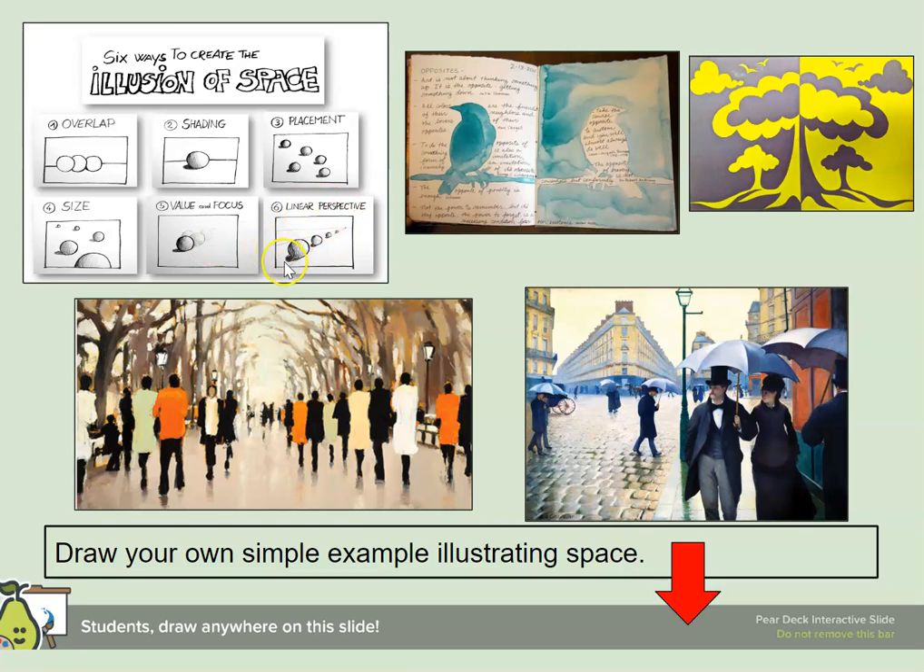Here is something called linear perspective, where the items are on a linear line. They are moving back into the distance, and we can see once again, going along with size, as they are larger, they are closest to the viewer. As they are moving away, getting farther back in the distance, they are getting smaller.